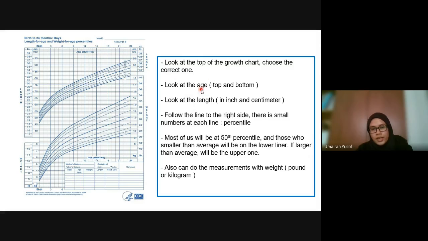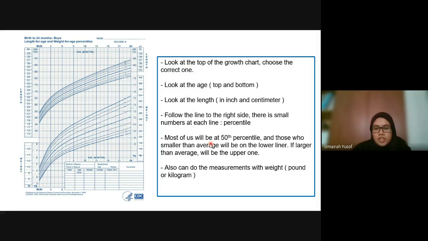Then we look at the age. For age, we have it at the top and bottom. Then we look at the length in inches. For the length, it can be in inches and centimeters. When we plot the graph, if you follow the line to the right side, we will see small numbers at each line, which is the percentile. For example, if the child is 24 months and 37 inches in length, he will be at the 98th percentile.